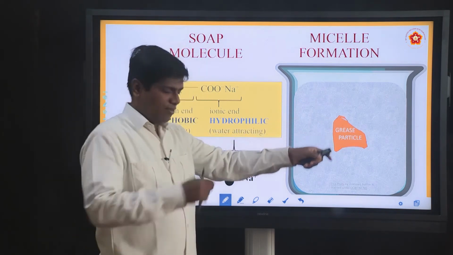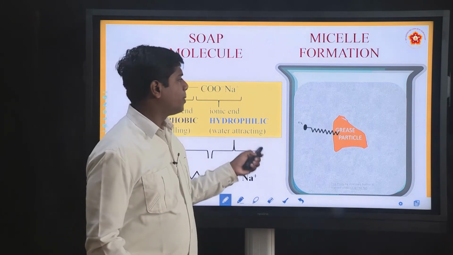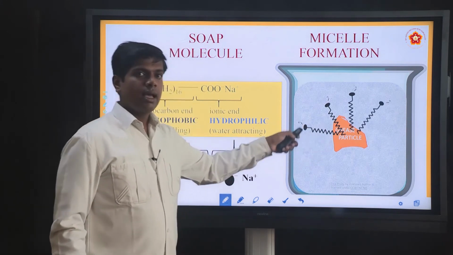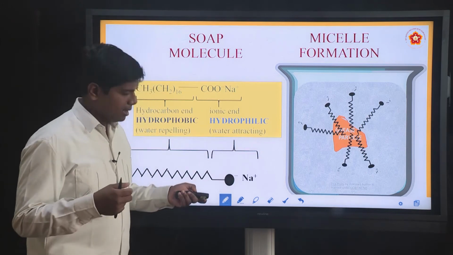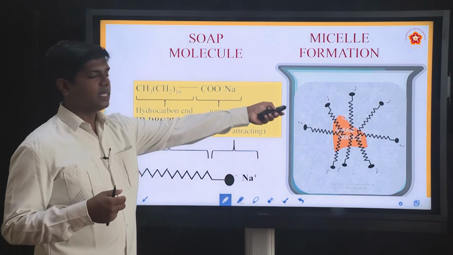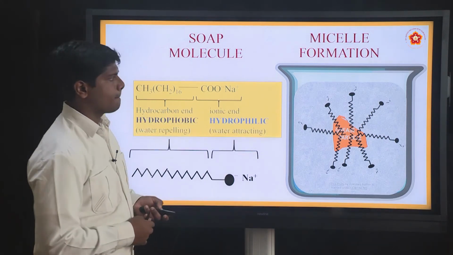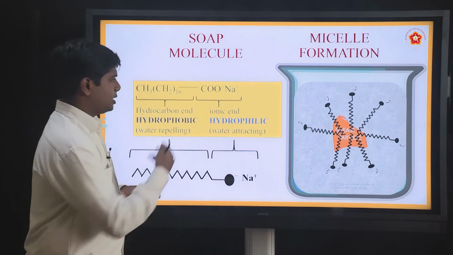If our shirt has some grease particles or oil particles, how does the soap act? These soaps will react and they will form micelles. These micelles help to remove these oil particles. This is nothing but soap micelle formation. This is the action. Please note this, very important.